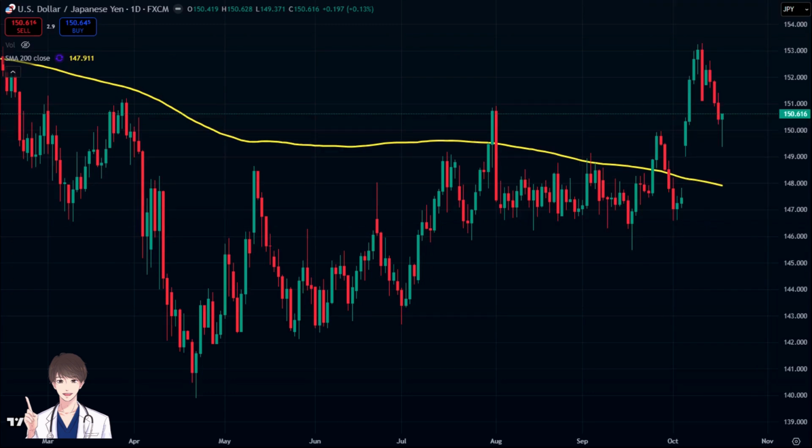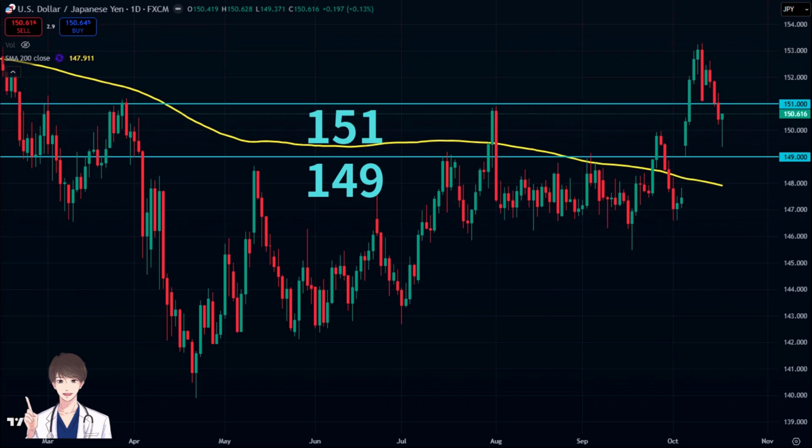Now, let's move to the daily chart. Earlier in October, price opened with a gap and broke above both 149 and 151, rising as high as 153.27 before pulling back last week. Toward the end of the week, the pair briefly dipped into the lower 149 range, then rebounded to close around 150.61. It seems that 149 acted as an important support zone once again.